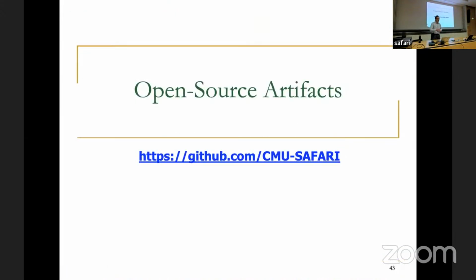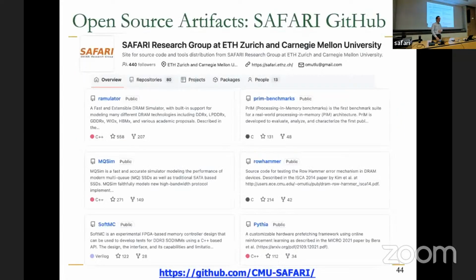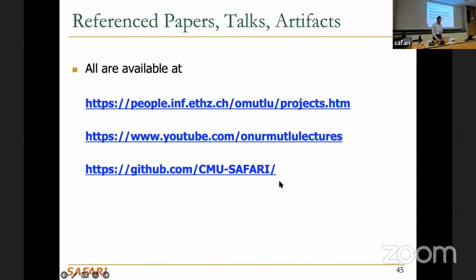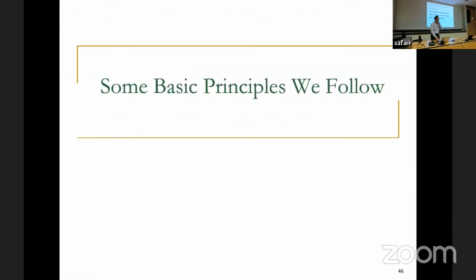Okay, you can find more. So we do a lot of open sourcing of artifacts. If you ever want to get your hands dirty, this is a good way. Trying different artifacts. These artifacts are actually used heavily by academia and industry. For example, Ramulator, RowHammer, etc. You can find a lot of information online. And we try to open source as much as possible. This is one of the philosophies that we have.